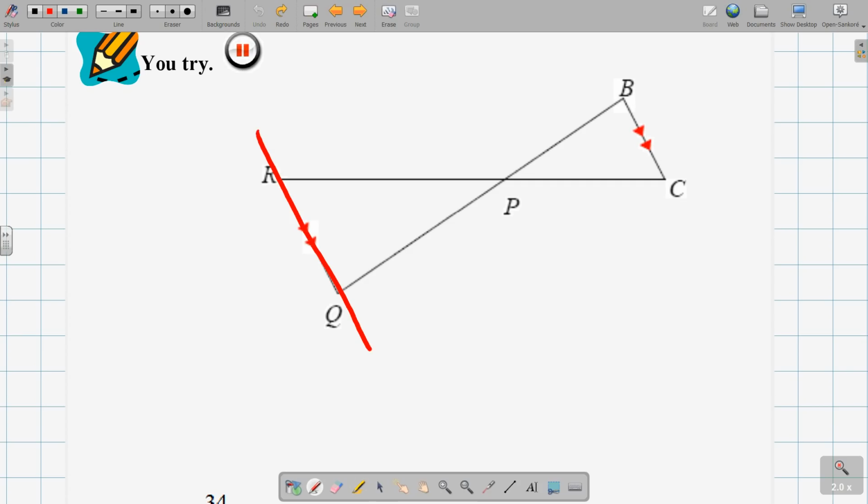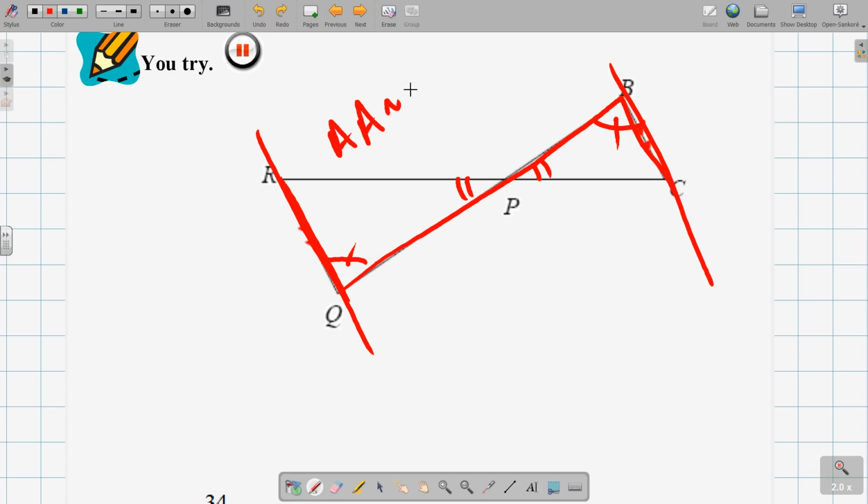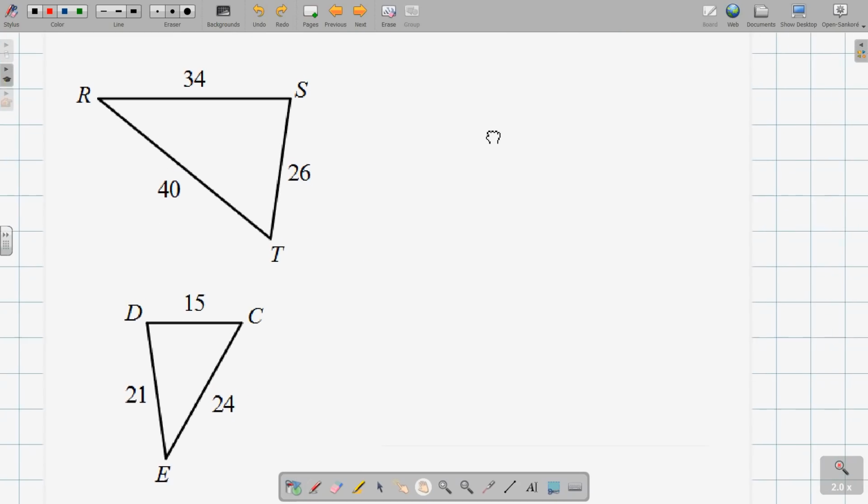Welcome back. Take a look. You had parallel lines here, so instantly that means you have armpits of the Z, a pair of angles. And you have vertical angles. So I know those are similar by angle-angle similarity.